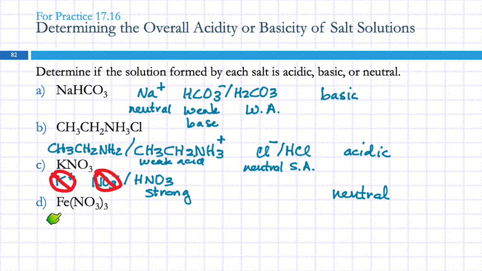One more example. This is iron(III) nitrate. Again, we want to look at the two ions, one cation, one anion. So we've got Fe3+, and we have NO3−. Here we've got a metal ion. Oh, that's one of those that we're supposed to remember. Small, highly charged, right? +3.